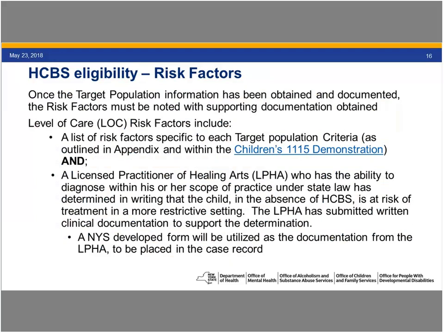The risk factors for each of the target populations may vary a bit, and again, this is in our appendix as well as in our Children's 1115. Each of the risk factors, however, for each of the target populations requires a licensed practitioner of the healing arts who has the ability to diagnose within his or her scope of practice under state law to determine that the child is at risk of a more restrictive setting, and that HCBS services would be helpful to remediate this risk. New York State is developing a form, so I know that currently many of the waiver providers have a form or a document to get some type of documentation from a provider and or a licensed provider. We will be utilizing those tools to have one form for moving forward in January of 2019.